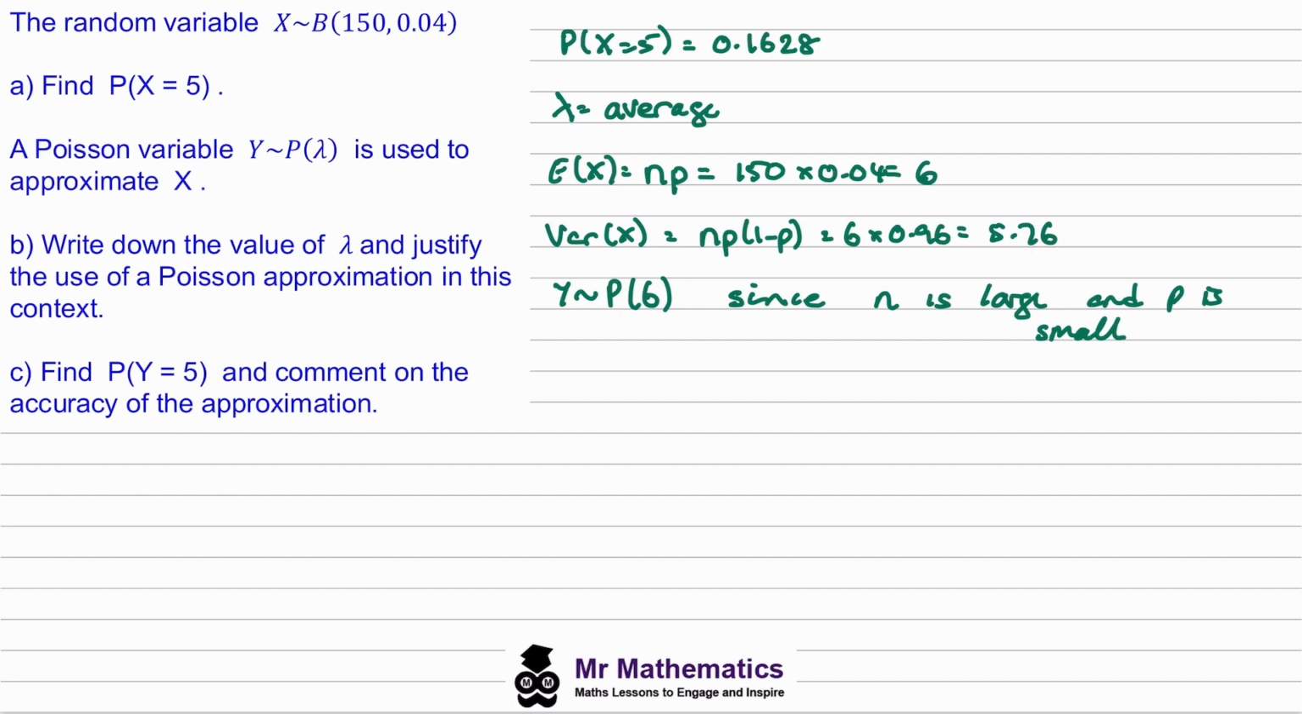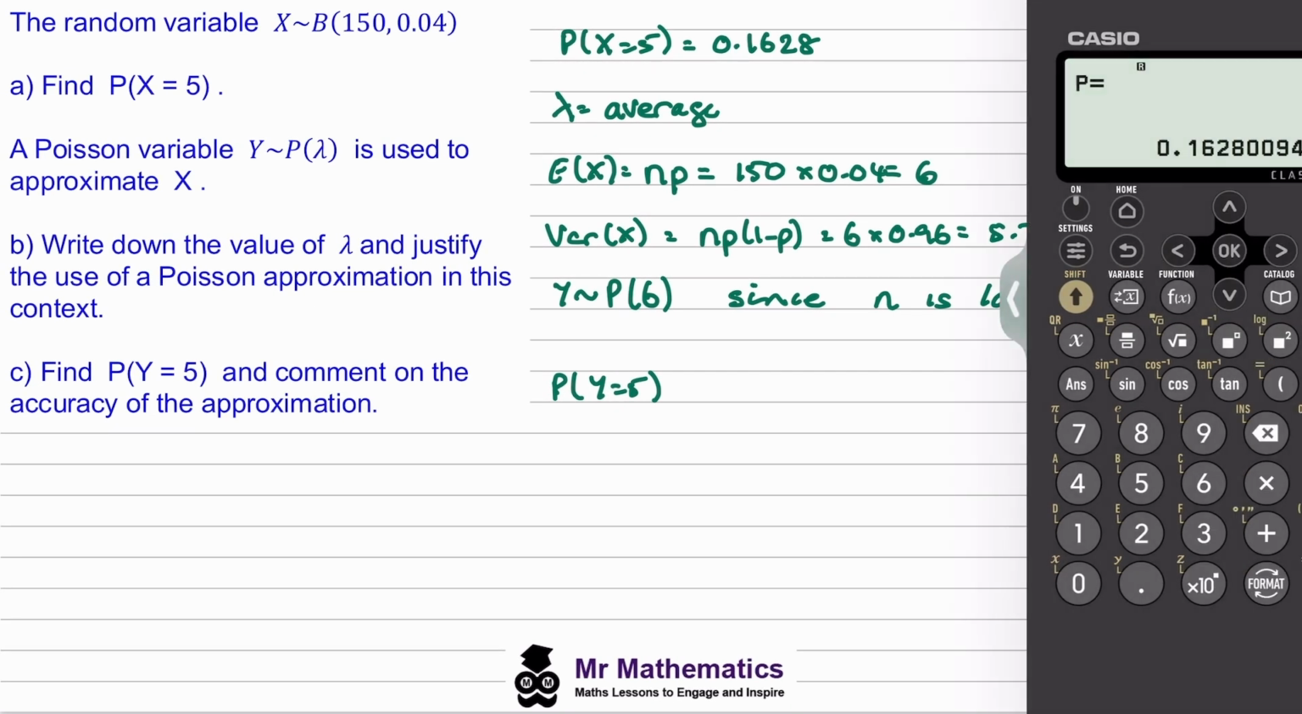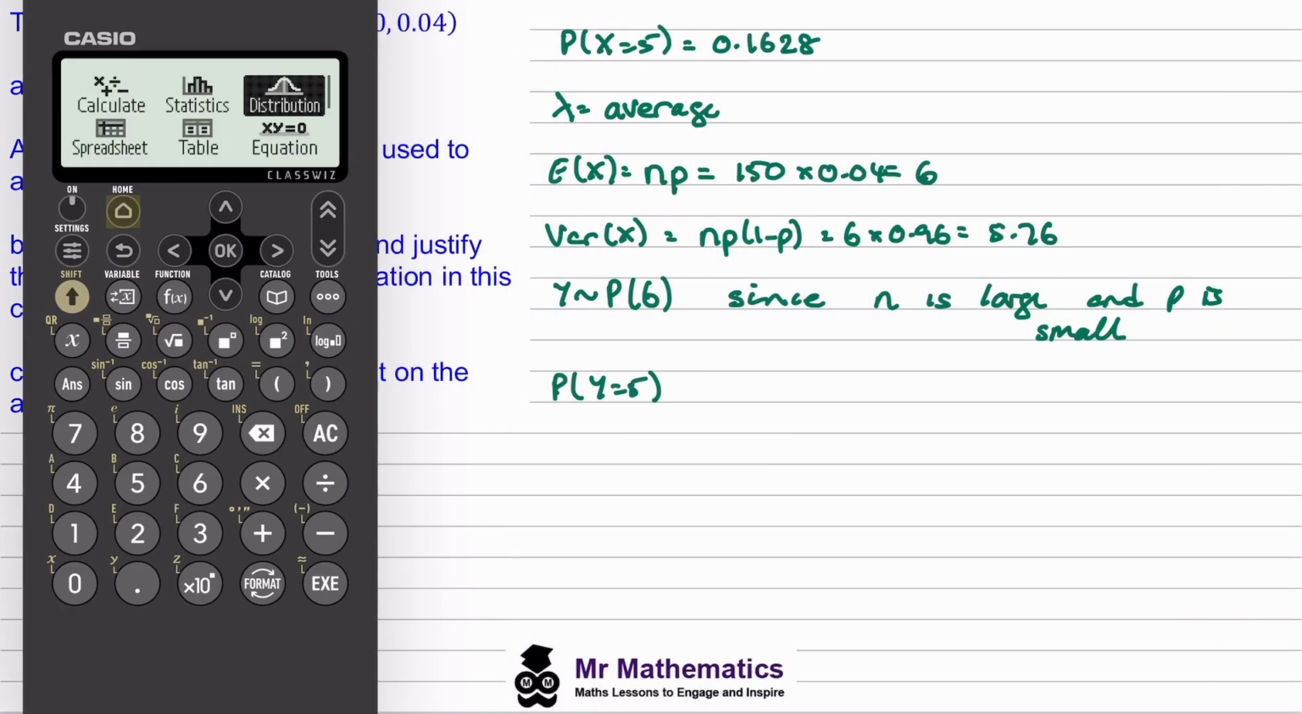So using this model, find the probability of y equaling 5. So the probability of y equaling 5, again we can go to our calculators. We'll choose home, distribution. This time we want the Poisson PD. Our variable will be the 5, and our lambda the 6. We'll execute that, and we'll get 0.1606.